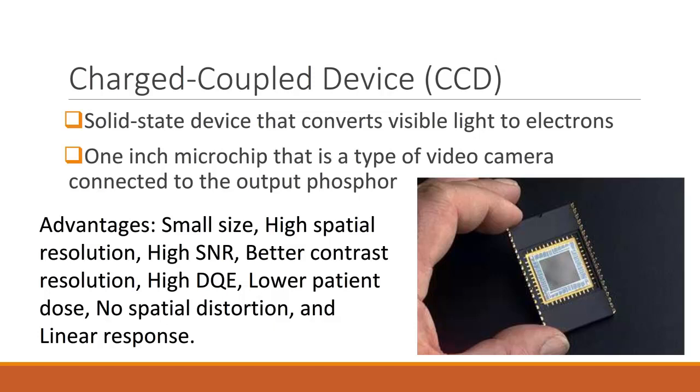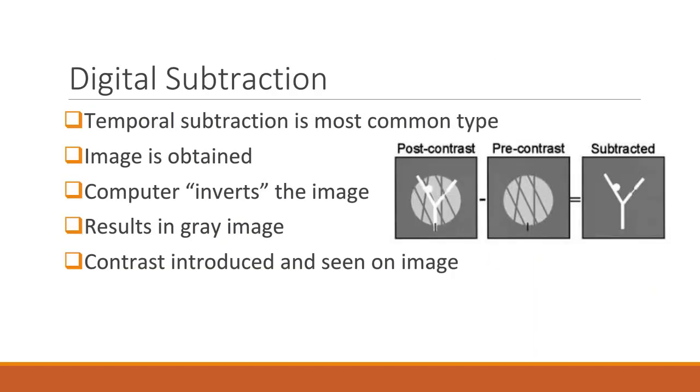There is no spatial distortion, and the response to radiation is linear, making it easier to be electronically manipulated. One of the manipulations made easier with CCDs is digital subtraction. Temporal subtraction is the most common type of digital subtraction.